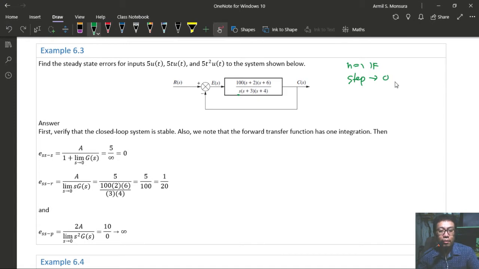I-recall nyo kanina na pagka meron kayong isang integration factor, meron kayong 0 error para sa step input. Meron kayong finite error para sa ramp input. Tapos meron kayong infinite error para sa parabolic input. Okay, so verify natin kung stable siya.